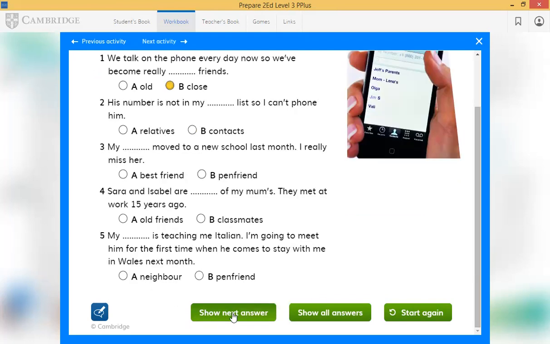Exactly. Number 2, his number is not in my list, so I can't phone him. Contact. Contacts list, so I can't phone him. Number 3, my best friend moved to a new school last month. I really miss her.